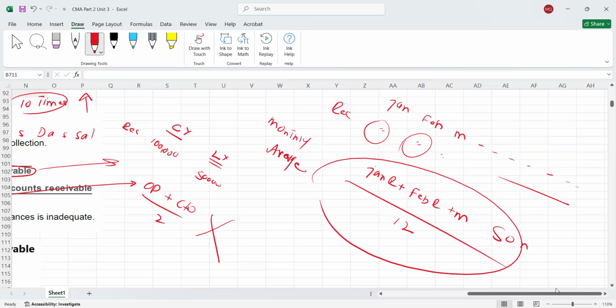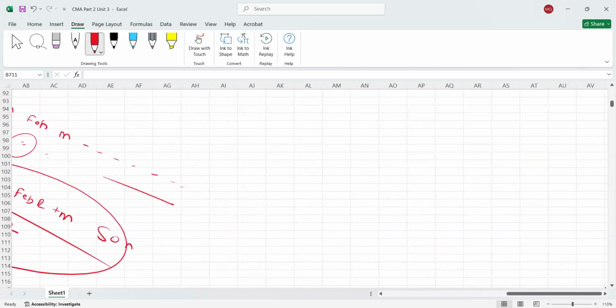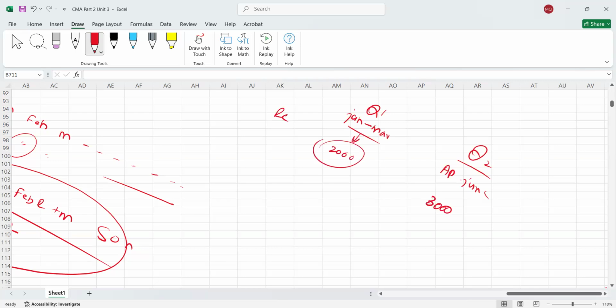Okay guys, one more thing, sometimes he might give you quarterly data. For example, quarter 1, like January to March, quarter meaning 3 months, and quarter 2 data, for example April to June. This can also be tested this way. For example, he might tell you receivables at the end of the first quarter were 2000, and at the end of the second quarter were 3000. Maybe you are calculating ratios for quarterly data. Then how will you calculate the average? You take the end of quarter 1 figure plus the end of quarter 2 figure, divided by 2.